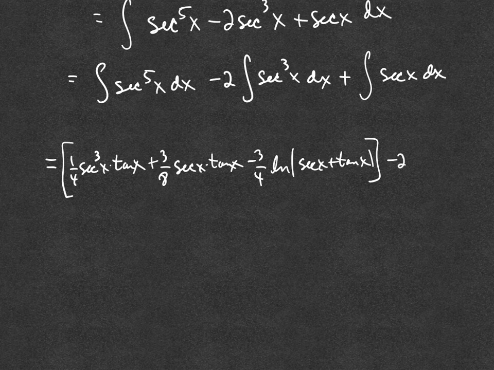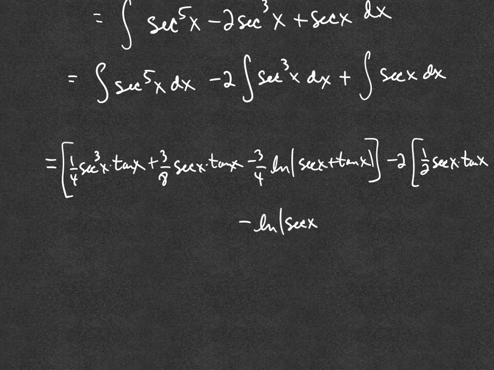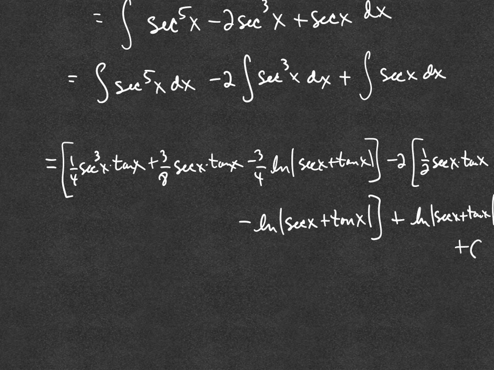Then the integral of secant to the 3rd is going to be 1/2 secant tangent minus the ln of secant plus tangent. And then the last one, the integral of secant, is just simply the ln of secant plus tangent. Okay?